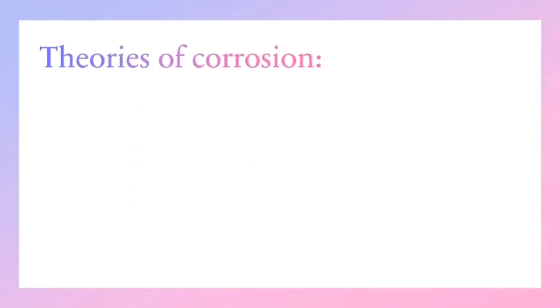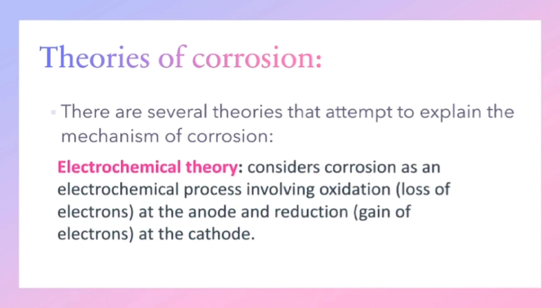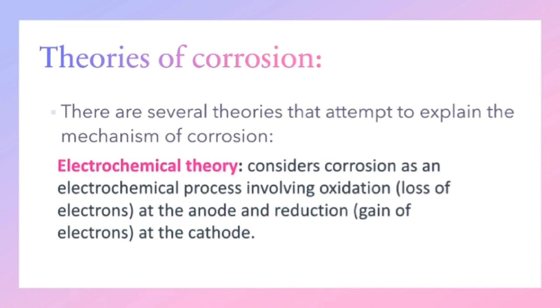So next we will see the theories of corrosion. There are several theories that attempt to explain the mechanism of corrosion. The first one is the electrochemical theory, which tells us that the corrosion process takes place like an electrochemical reaction in cells, where oxidation and reduction take place. So this is the electrochemical theory.